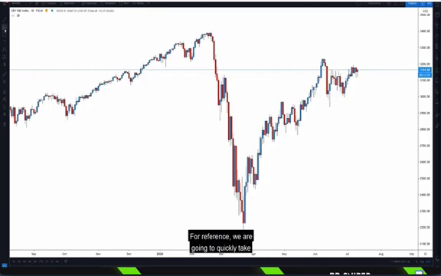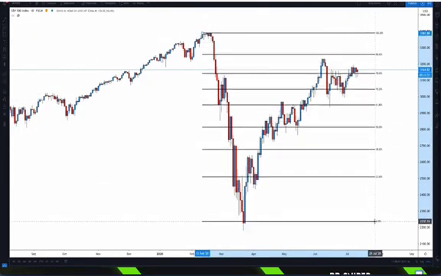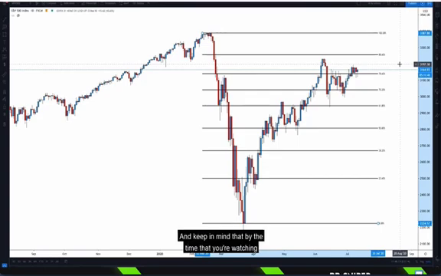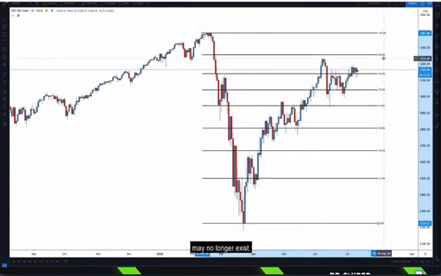For reference, we are going to quickly take the fib retracement once more so that you can get a visual reference of where price currently is. And keep in mind that by the time that you're watching this training video, there will be new candles. The divergence that we're about to take a look at may no longer exist. It will ultimately be up to you to do a new and thorough analysis to decide what are the probabilities of the next price movement for whatever market you choose to look at.